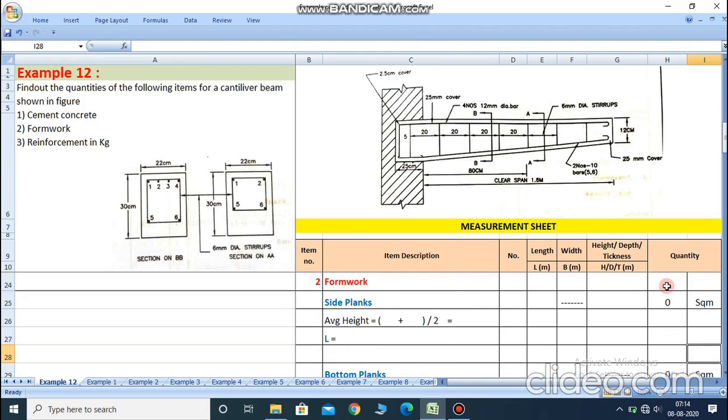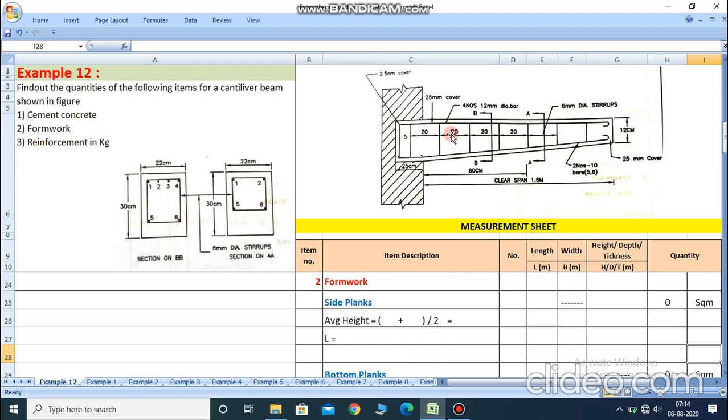Now we start the formwork. Formwork is provided at the side, means this side and the back side. Then we provide the bottom side. Formwork is also required at the free end, means this side. So these three sides of formwork are provided. Let's start first with the side plank.